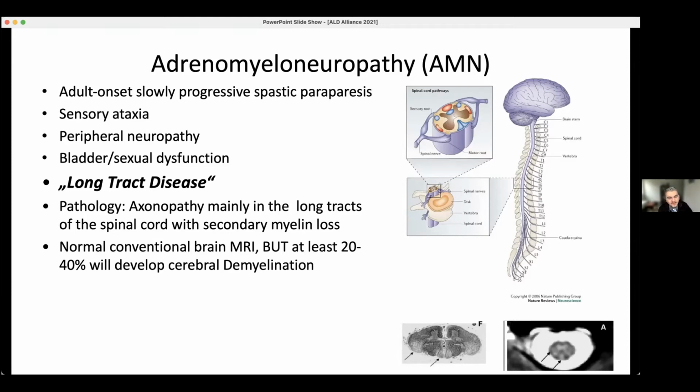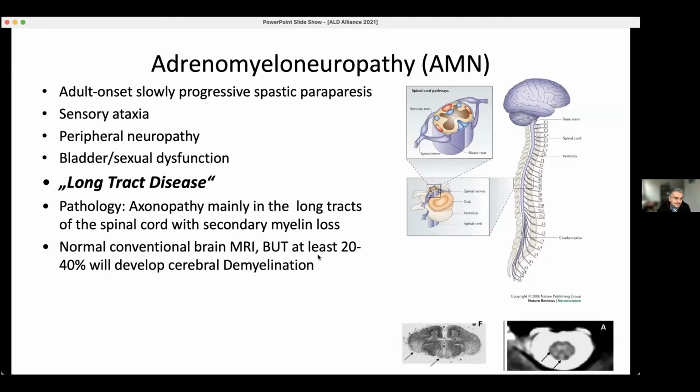It's primarily located in the spinal cord and the long tracts in the spinal cord that connect essentially the brain with the rest of the body. The tracts that are involved are primarily the sensory tracts called the dorsal column here in the back of the spinal cord. You can see it here, this area that's demyelinated, and the lateral corticospinal tract. So these are the motor fibers that go down and the sensory fibers that go up.